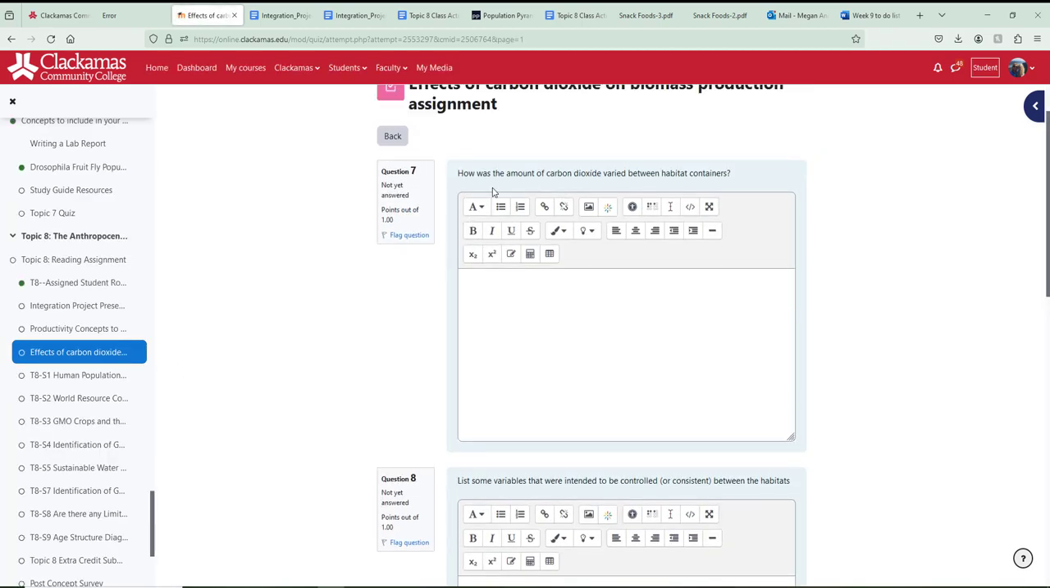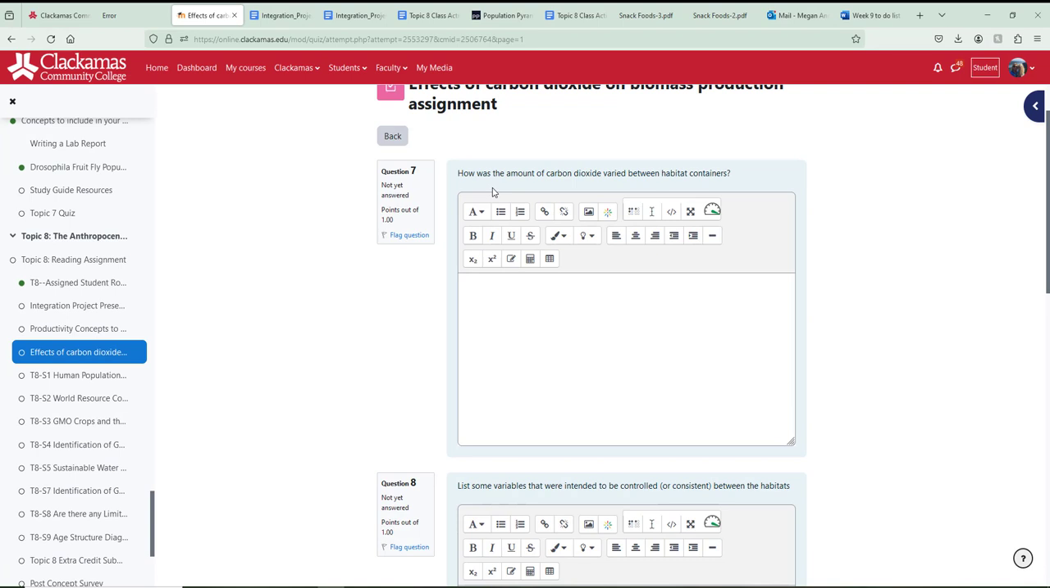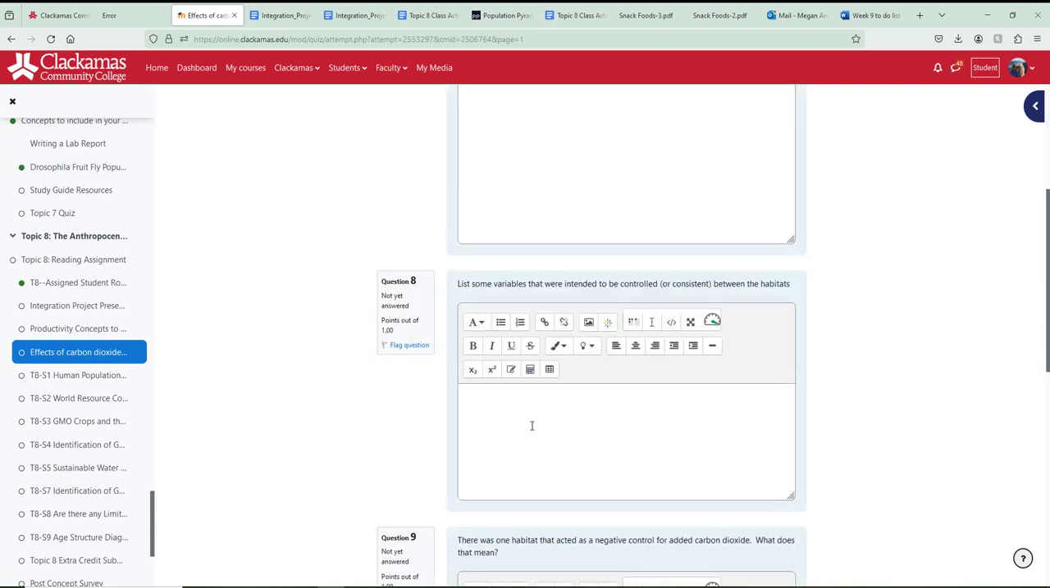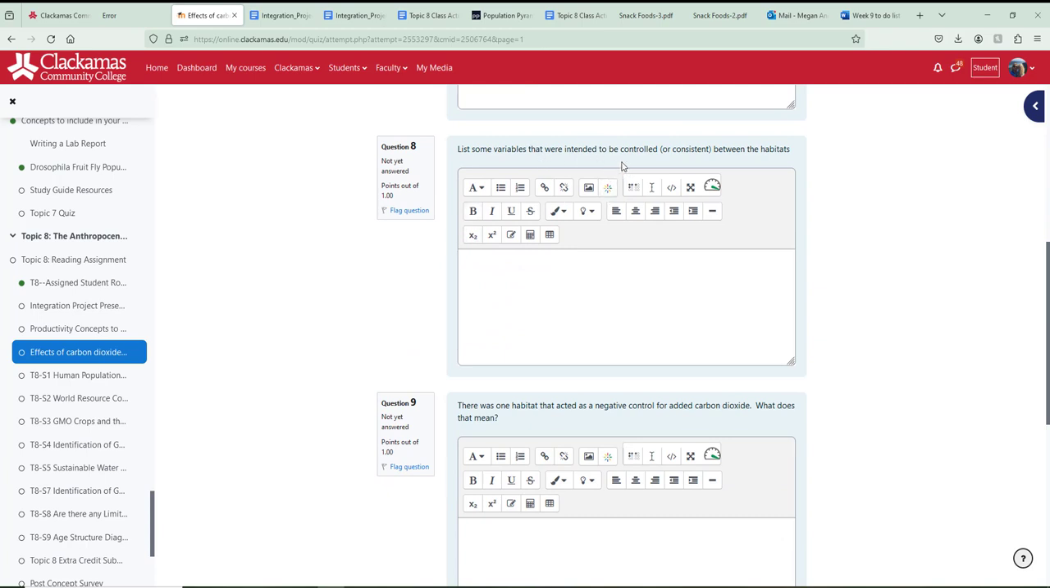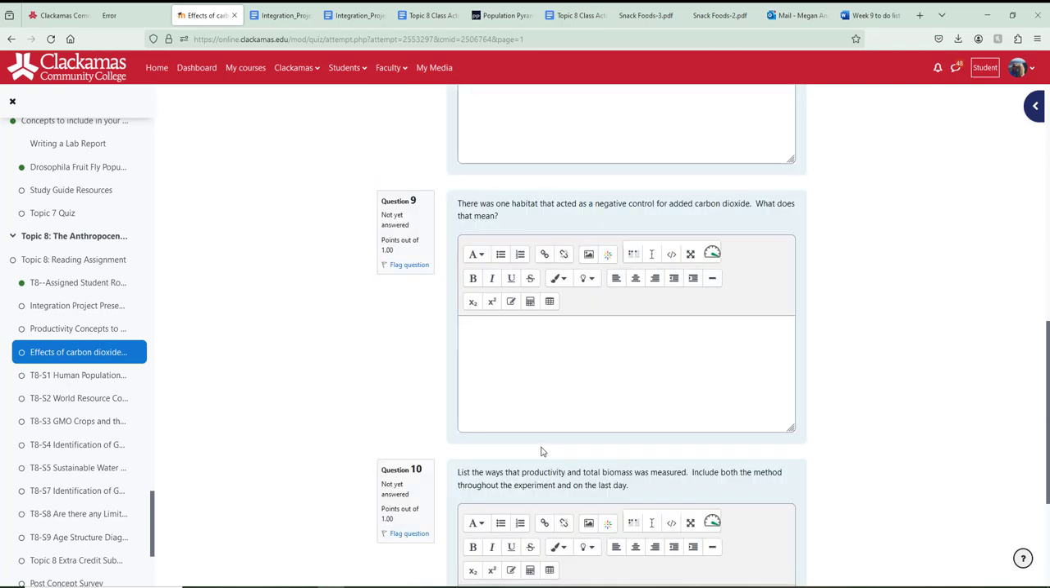And then here, how was the amount of carbon dioxide varied between the habitat containers? Okay, so think about that. List some variables that were intended to be controlled or consistent. If you don't know what that means, think held constant. So what was the same between all treatment groups? Or what was the same between all habitats?